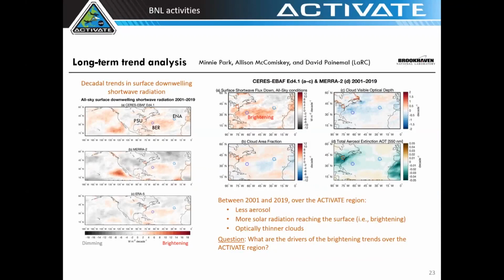And so they're working with David Painemal at Langley to understand what are the factors driving this increasing brightening over time. So they've looked at things like aerosol. There's been a reduction in aerosol over time. That's been pretty well documented. There's varying patterns in cloud fraction, but there's been a pretty strong reduction in cloud optical depth that matches where most of the brightening has occurred. So this is, again, work in progress.